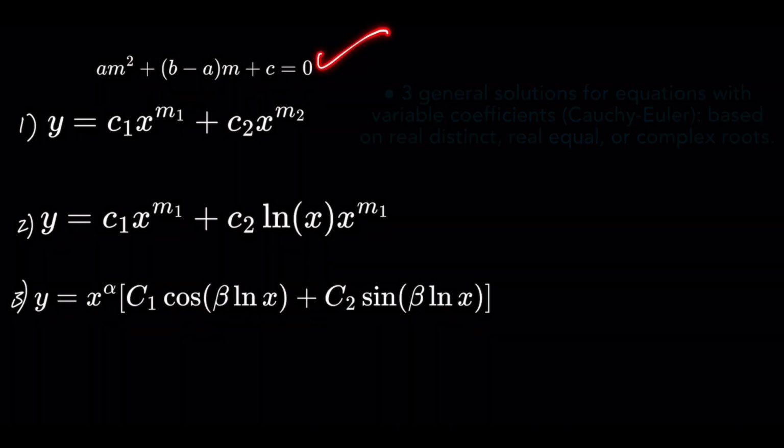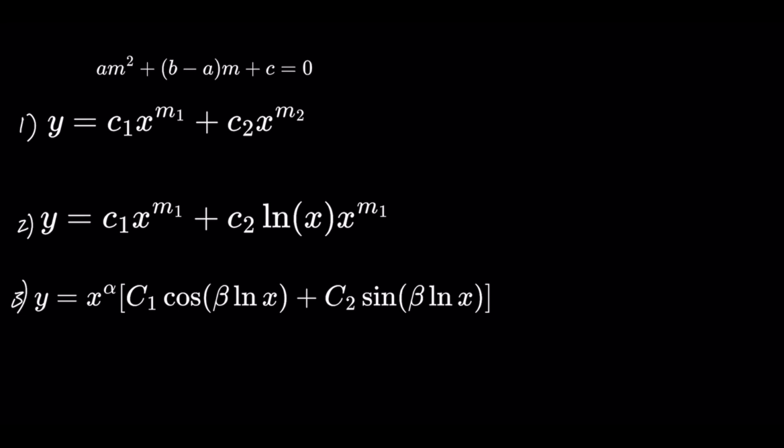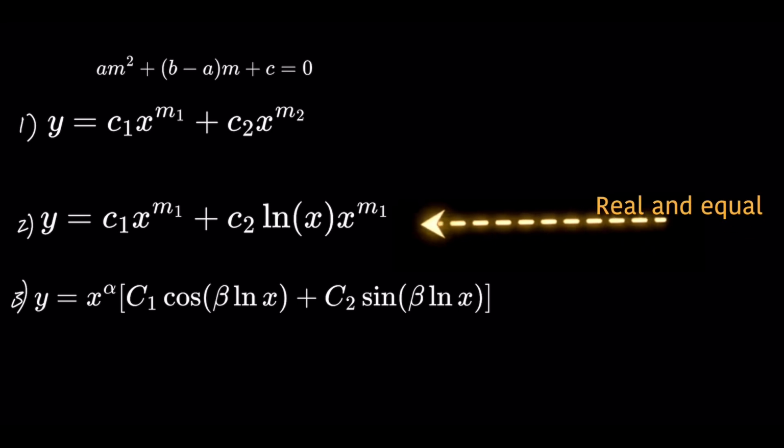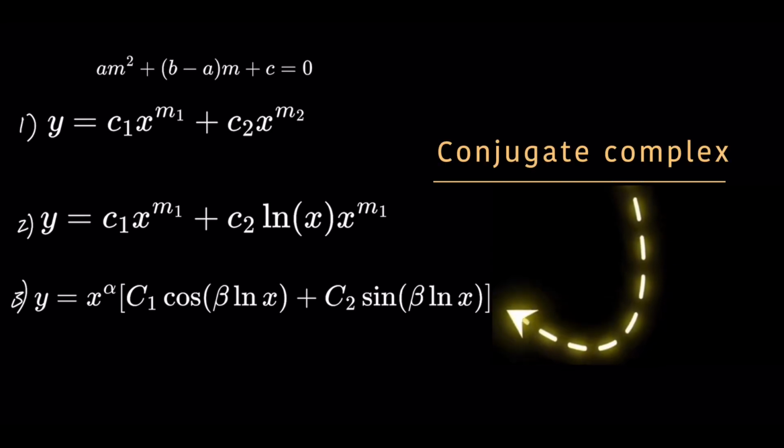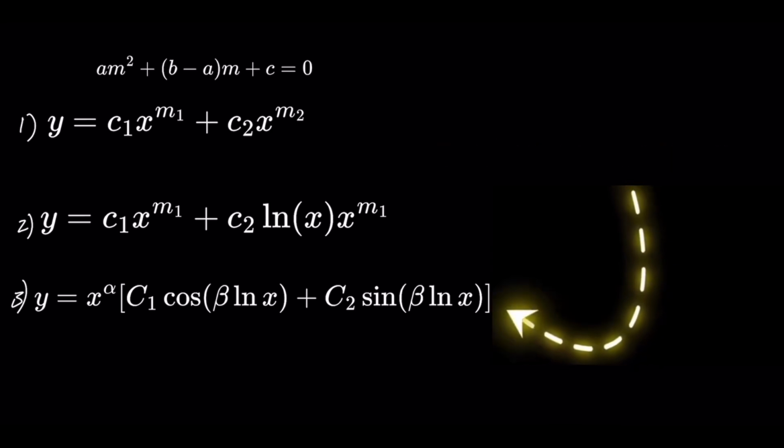Now, if we solve the auxiliary equation, we'll encounter three different scenarios. The first is where the roots are real and distinct. For that, we are going to use this equation to find the general solution. The second is where the roots are real and equal. For that case, we are going to use this equation to find the general solution. And for the third case, where the roots are complex conjugates, we'll use this equation to write our general solution.